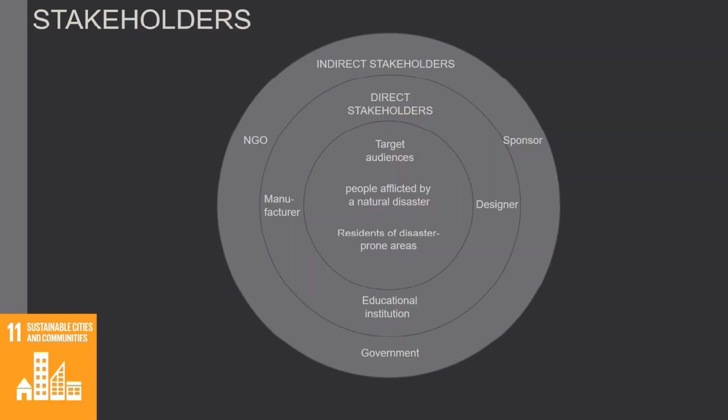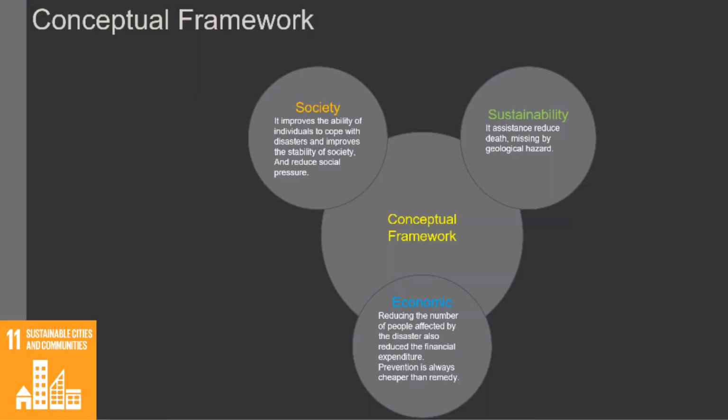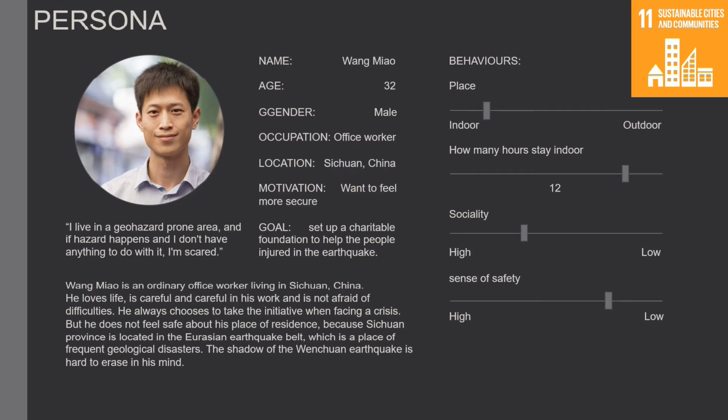Next are the stakeholders. The indirect stakeholders include the government, NGOs, and their sponsors, and the direct stakeholders include the manufacturer, educational institutions, and designers. My design's target audience includes the people affected by natural disasters and the residents of disaster-prone areas. Next is the conceptual framework. Then comes the persona of my design.